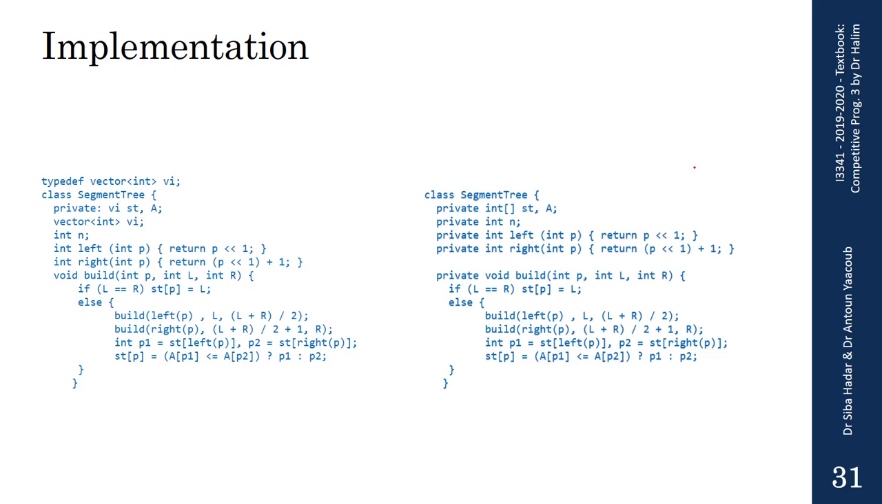So we have here two functions, left and right. We'll take an index p, and we know that the left child is at 2 multiplied by p, and the right one is at 2 multiplied by p plus 1. So here we have the right shift of 1.